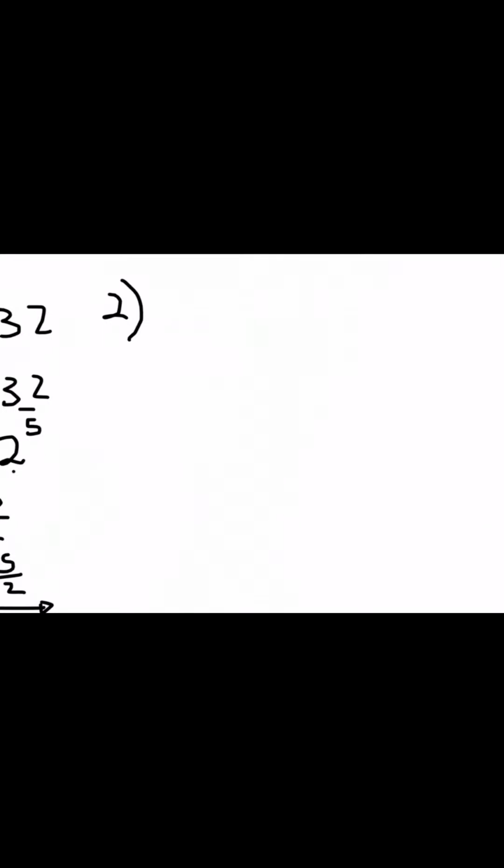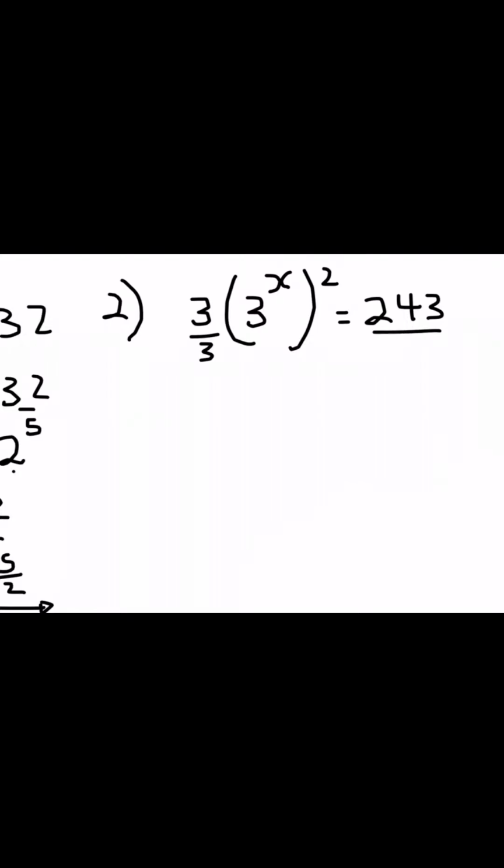Okay, so now problem number 2, let's say you are given 3 in the brackets. Let's say it is 3 to the exponent of x, and then again we square that. Maybe let's equate it to 243. First things first, I think we might as well just remove that 3. How do you remove it? You divide both sides by exactly that so that it cancels.